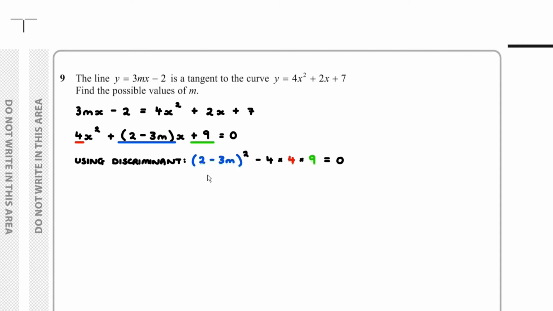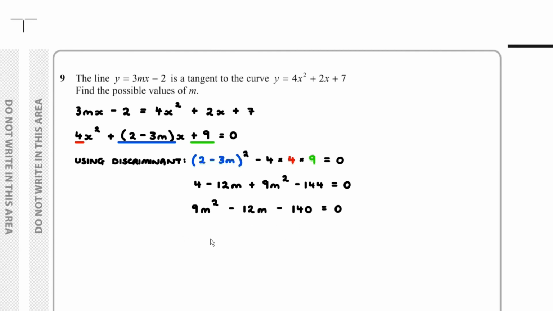Now, expanding 2 subtract 3m all squared, we end up with 4 subtract 12m plus 9m squared, and then we subtract from this 4 times 4 times 9, which is 144, and all this is equal to 0. So we have 9m squared, subtract 12m. Now 4 subtract 144 is negative 140. So we have 9m squared subtract 12m subtract 140 equals 0.